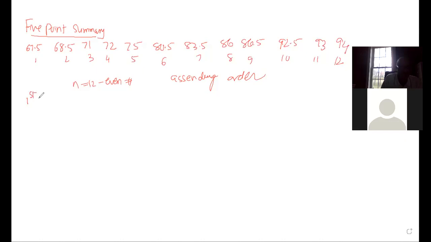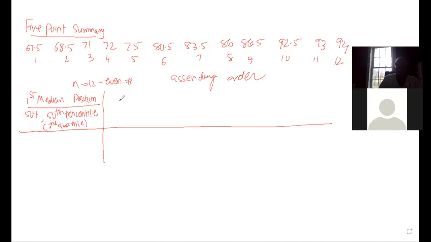Let me write it down for you. First median position, and that is called the 50th percentile, 50 percent, and that is called the second quartile. Second quartile, Q-U-A-R-T-I-L-E. And here it is (n plus 1) divided by 2. n is 12, plus 1, divided by 2, that is equal to 13 divided by 2, and that is equal to 6.5.